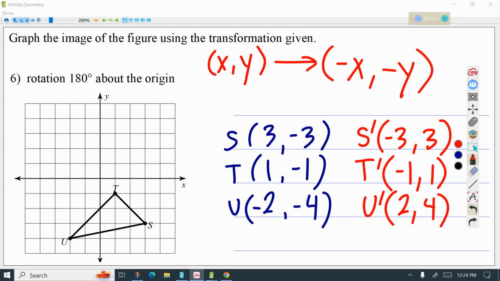So now if we put these points into the space where they go, we should have our shape correct, right? So S prime would go right here. T prime, -1, that makes sense, right? And then U prime would be 2, 4, so 2, 4, right there for U prime. So if we connect those points, we have our shape that got rotated 180, okay?